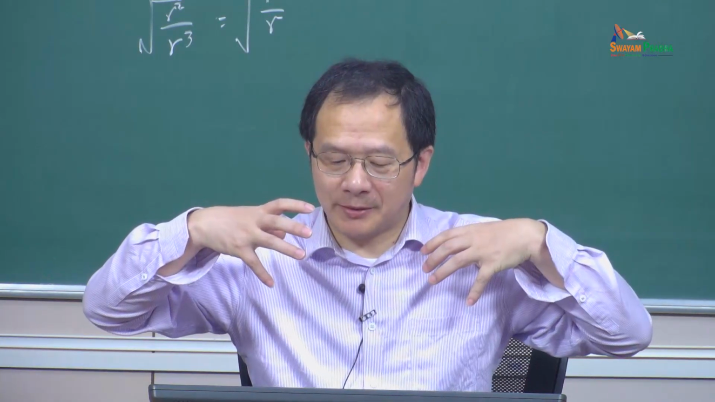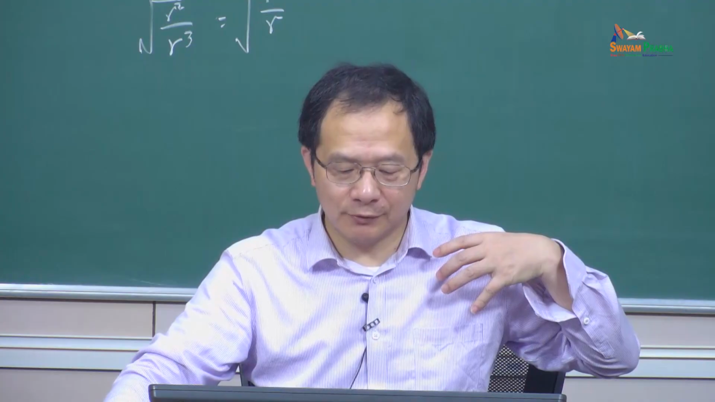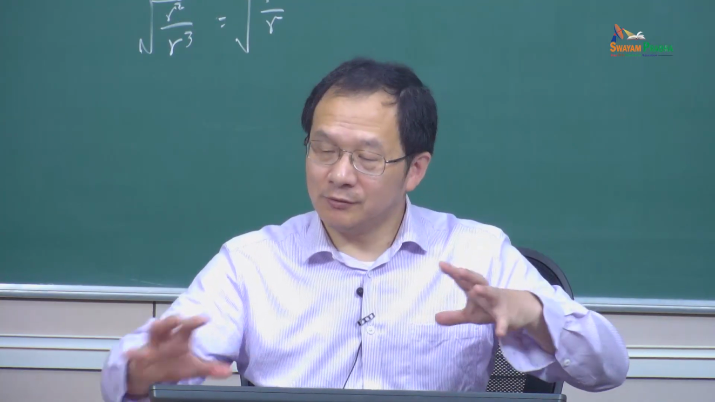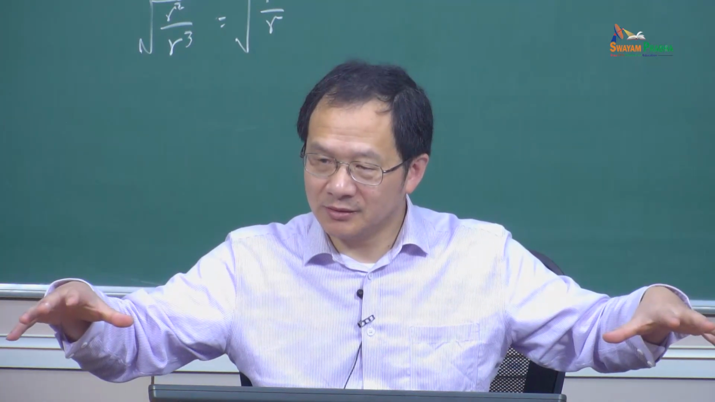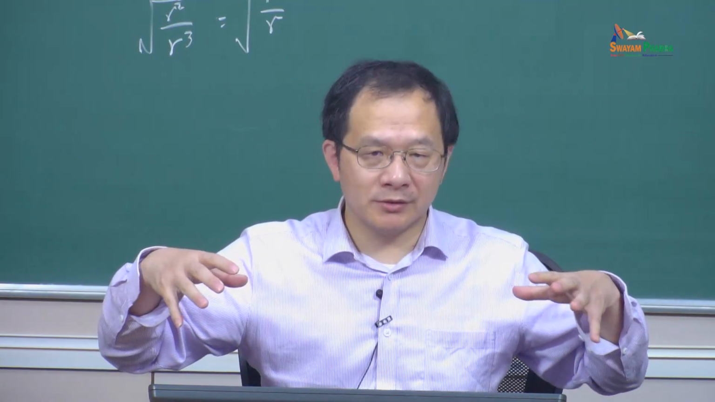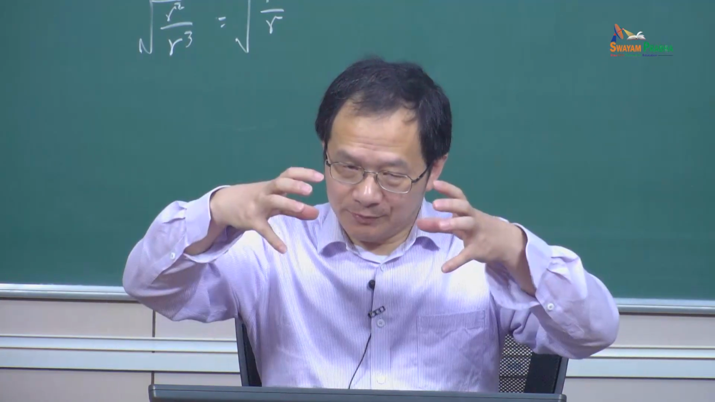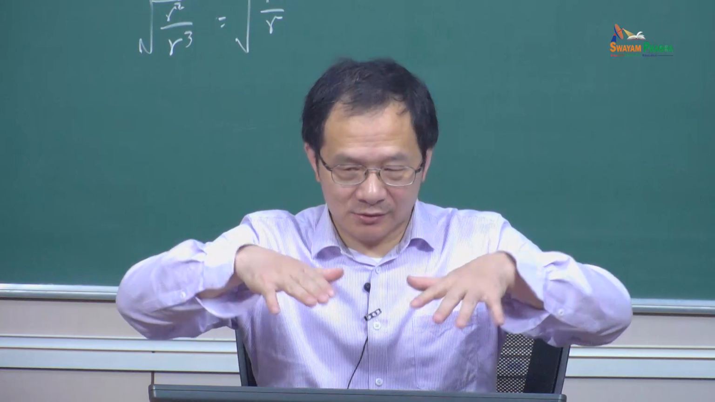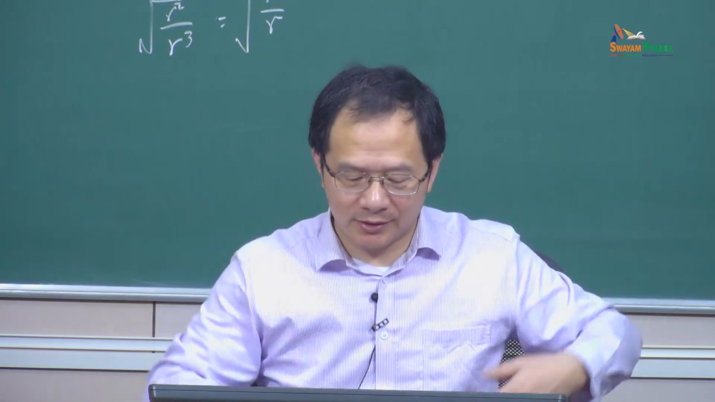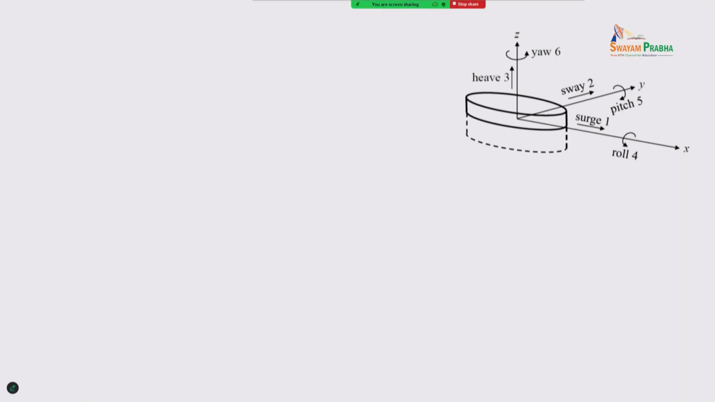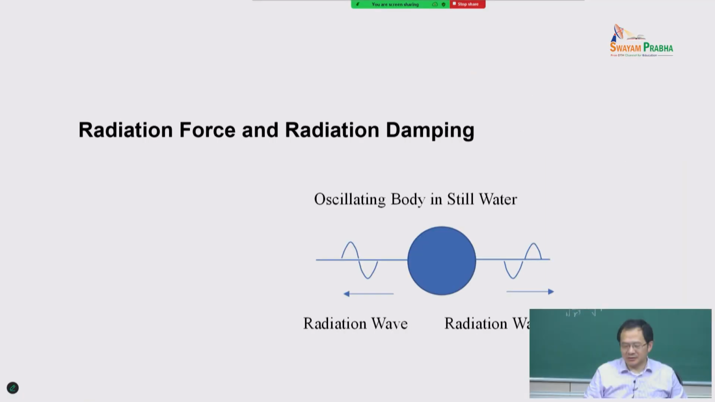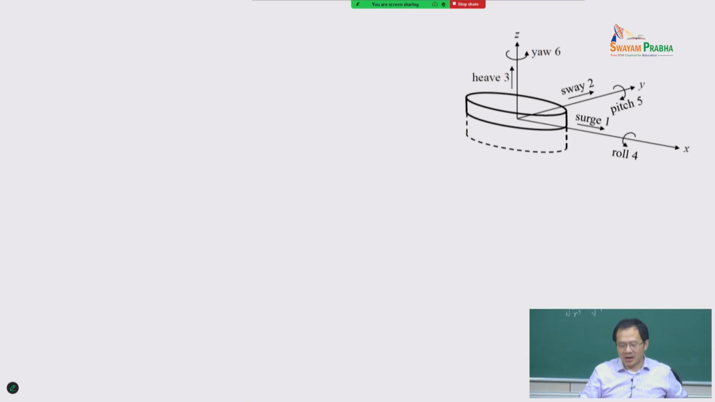When the buoy moves up and down, the buoy will generate a wave, right? The wave will propagate out. So that is called radiation, right? The buoy moves up and down, generates a wave, the wave propagates out. This is radiation.